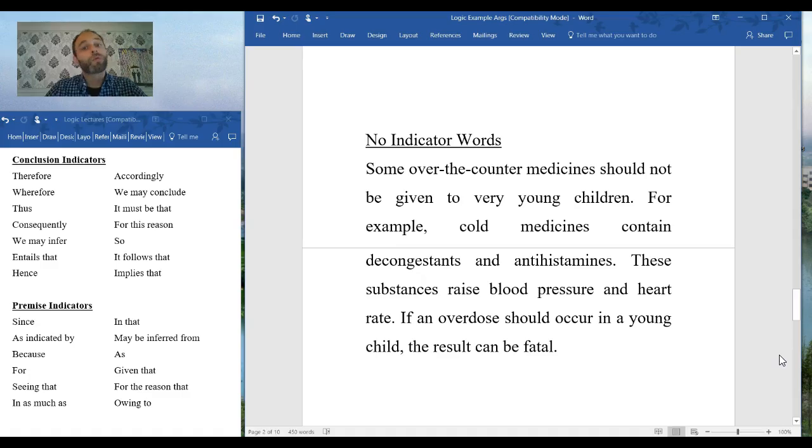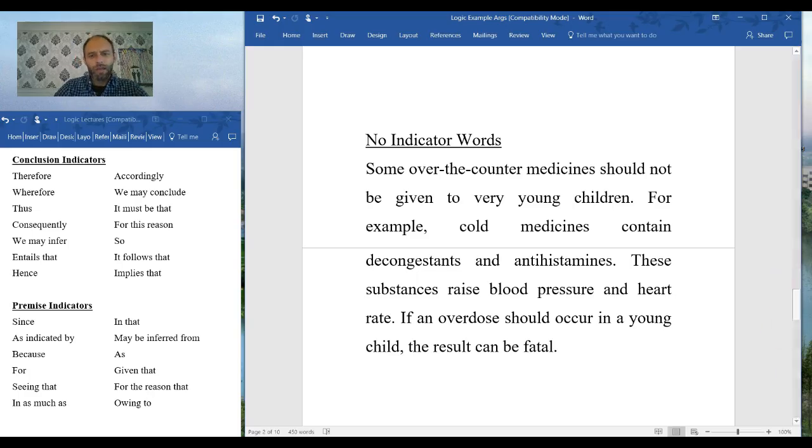All right, so now what do we do when there are no indicator words? Let's take a look at an argument here. Some over-the-counter medicine should not be given to very young children. For example, cold medicines contain decongestants and antihistamines. These substances raise blood pressure and heart rate. If an overdose should occur in a young child, the result can be fatal.